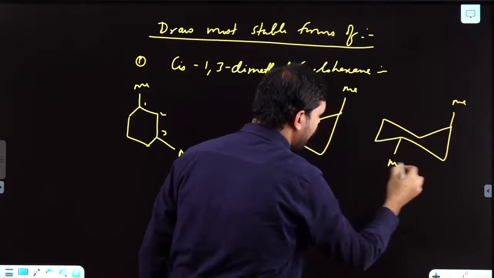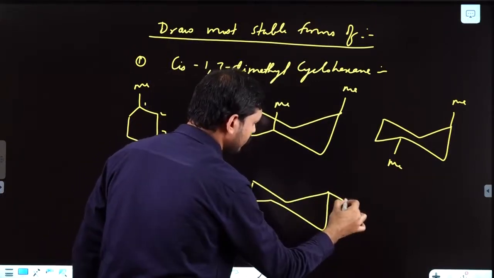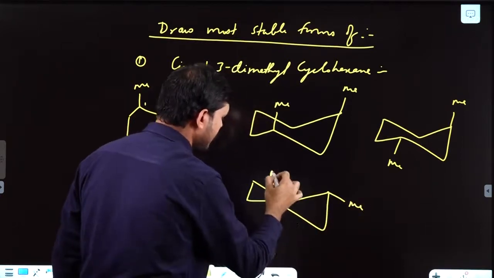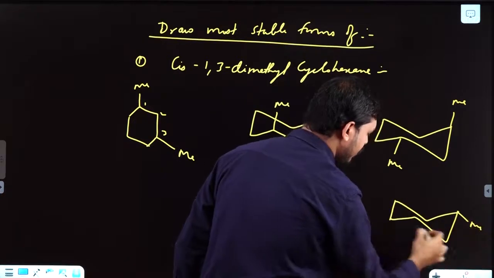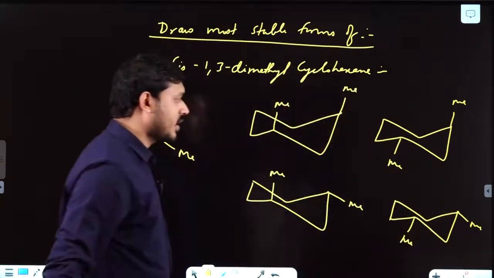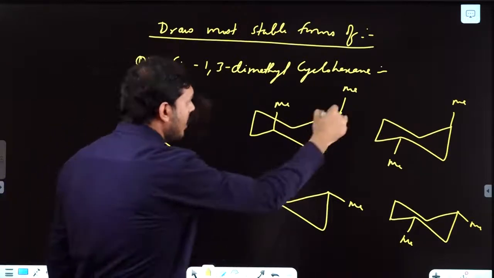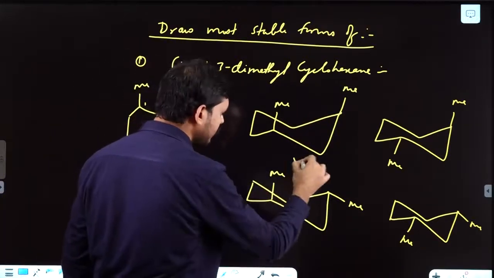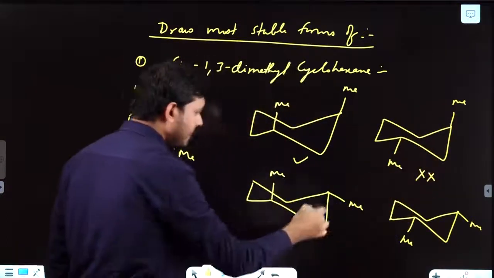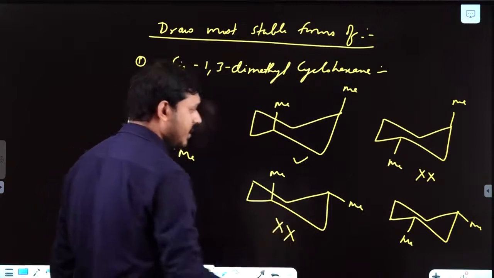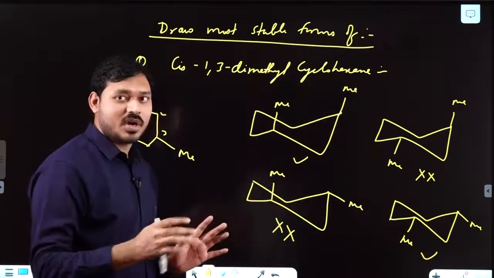Up, down, down, up, down, down. So all the four cases I have drawn. Now first of all check which one is cis and which one is trans. Up, up, so it is your cis, you can consider this. Up and down, not considered. Down and up, not considered. Down, down, okay, this will be considered. So now the two cases are already cancelled.